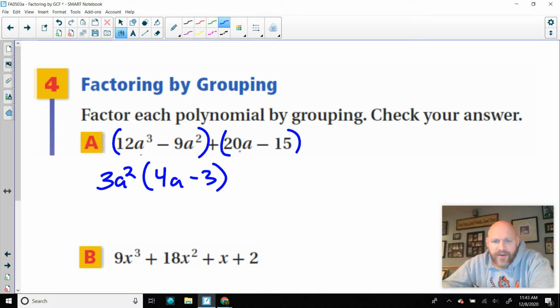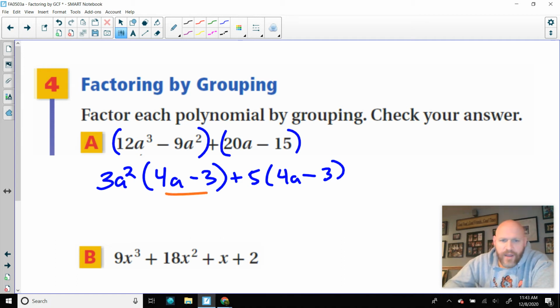Here I can factor a 5 out of 20 and 15. So I say plus 5. 20 divided by 5 is a 4 with an A on it. The minus sign sticks. And 15 divided by 5 is a 3. Now conveniently, I have a 4A minus 3 and a 4A minus 3. So I'm going to factor those out front.